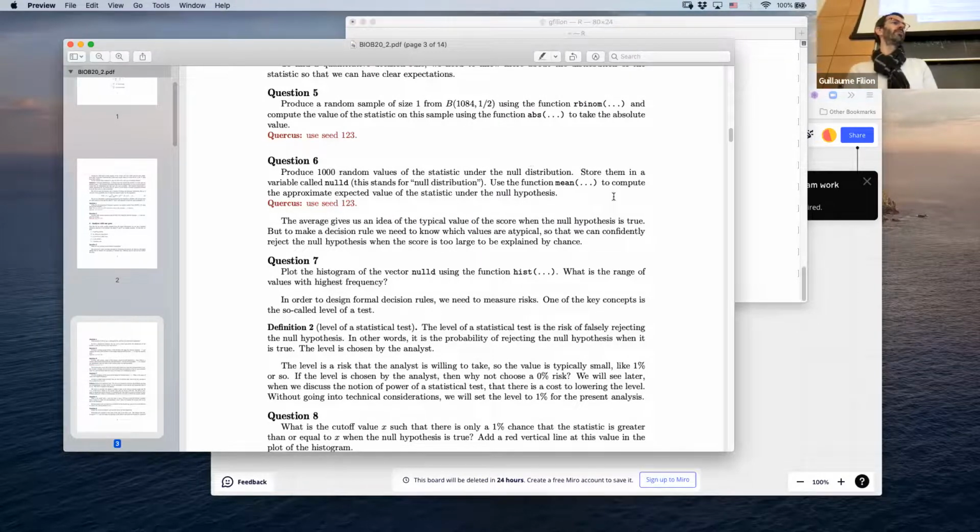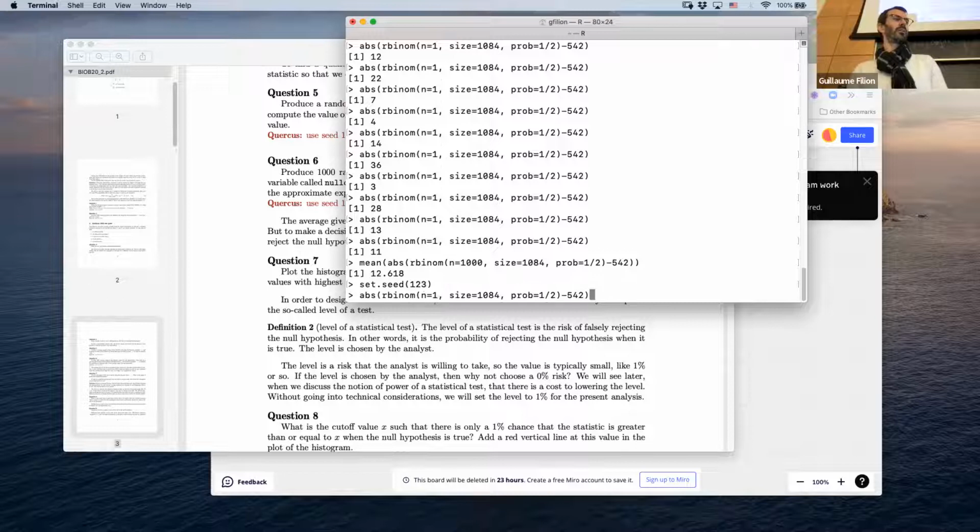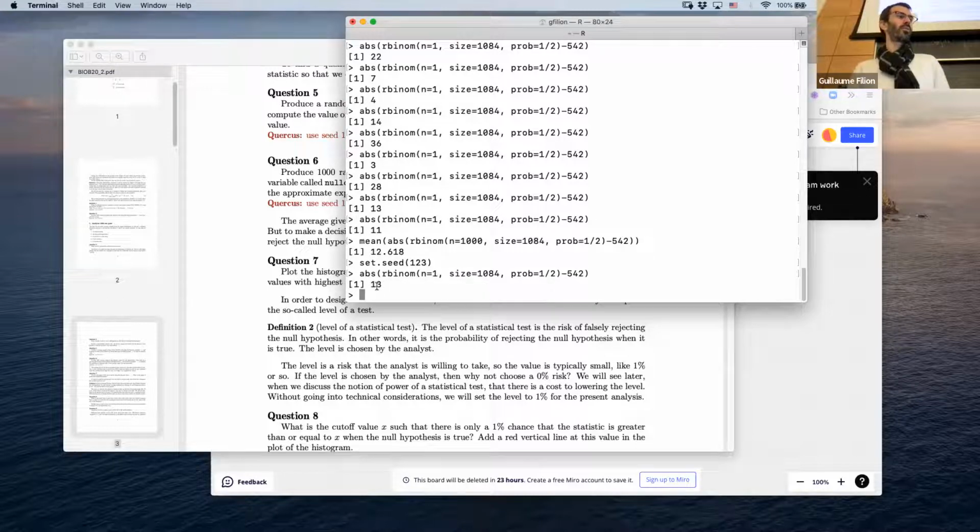Use the function mean to compute the approximate expected value of the statistic under the null hypothesis. So I need to wrap it up in the mean function. I forgot to do the set seed 1, 2, 3 before. Okay, so let's do it. Before doing that, here I should have said set seed 1, 2, 3, of course. And then here the number is 13.